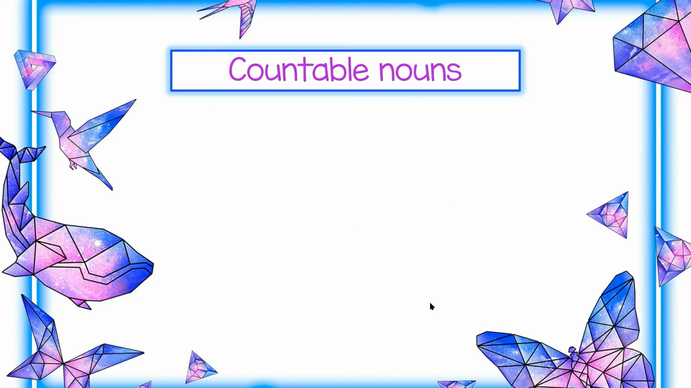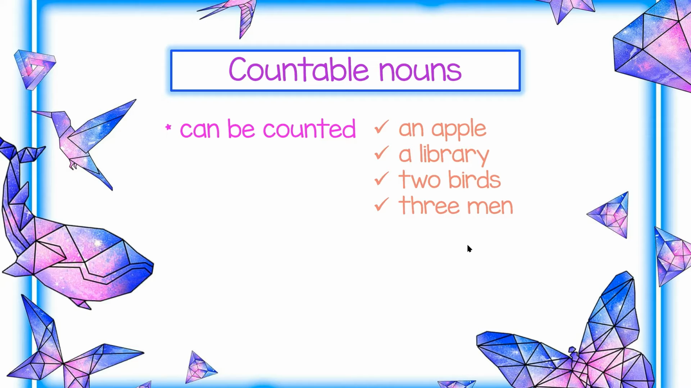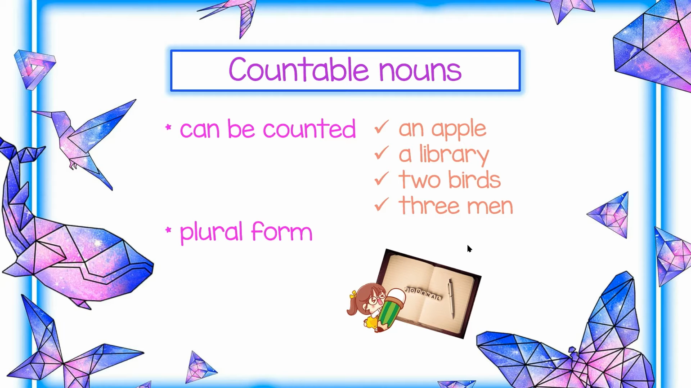So, what are countable nouns? Countable nouns are nouns that can be counted. For example, an apple, a library, two birds, and three men. Countable nouns have plural forms. Do you still remember the 8 rules of plural forms from the last video? If you have forgotten, do have a look at the video again. So copy these notes into your English notebook.